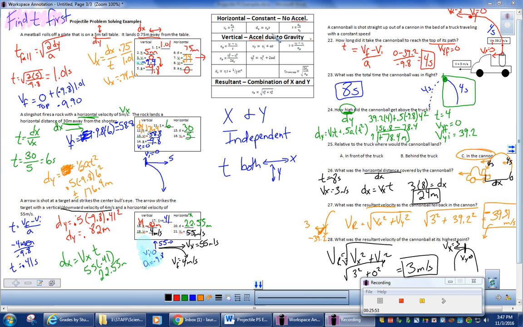Remember that you have horizontal equations, you have vertical equations. Time is the only thing that you can take across those two parts. So time is the only thing that can cross the border there. Otherwise, you have to keep your distances on their axes. You have to keep their velocities on their axes. They do not get to go back and forth because they are independent of one another.